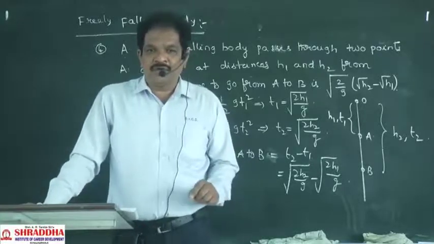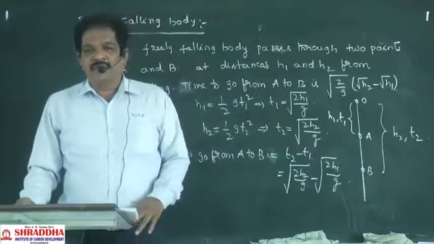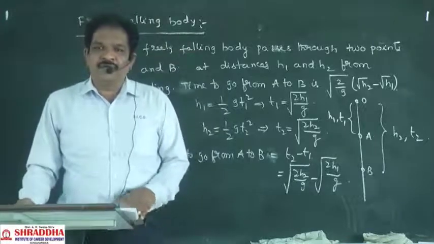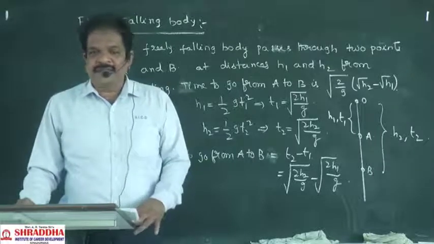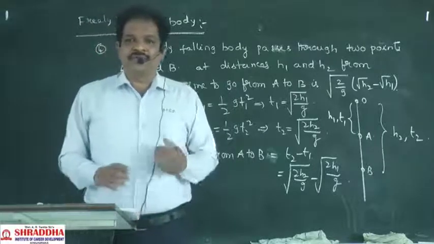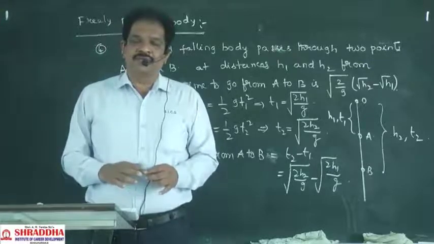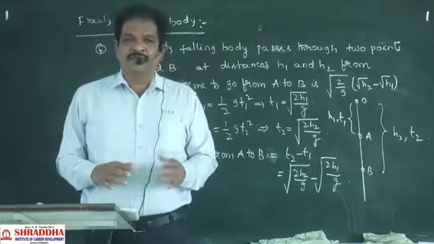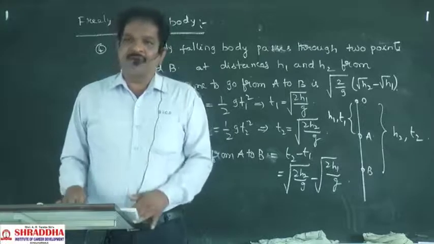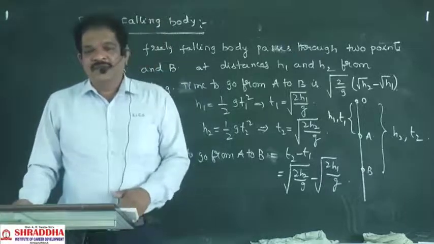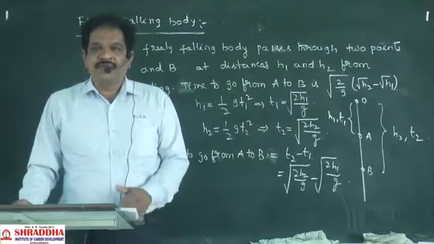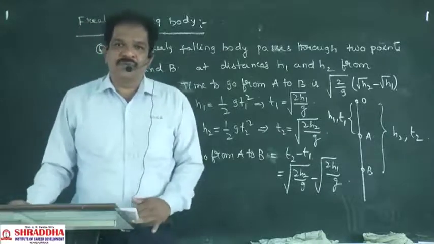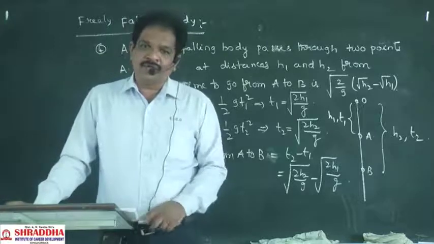The ratio of distances traveled by the freely falling body in 1 second, 2 seconds, 3 seconds, n seconds is in the ratio 1:4:9:16, and so on. The ratio of distances traveled in the first second, second second, third second, and so on, nth second is 1:3:5, and so on, up to 2n minus 1.